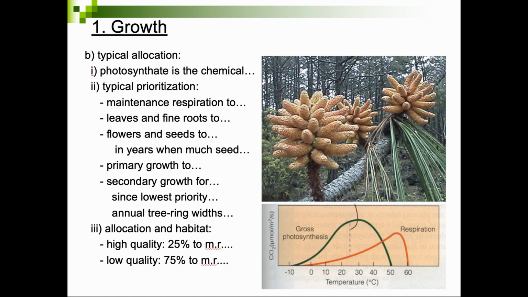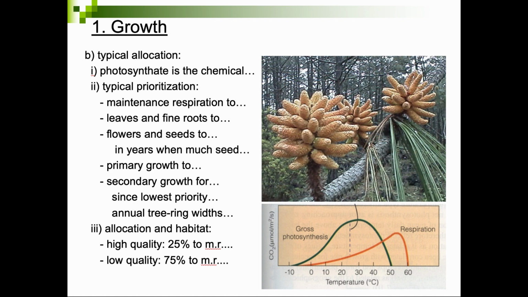So, in a high quality habitat, only 25% of their total photosynthate goes to maintenance. In these conditions, those plants are going to have much more reproductive effort. They're going to have greater stem elongation. They're going to have really thick tree rings. They're going to have a lot of secondary growth.